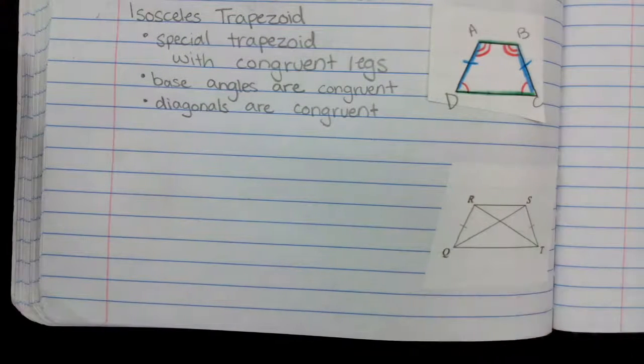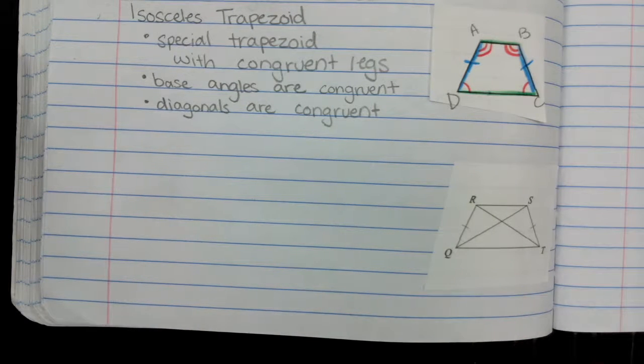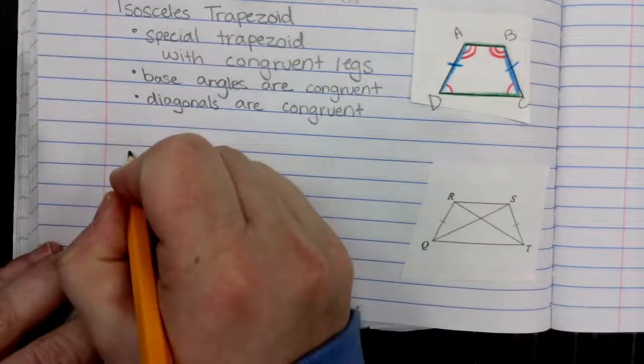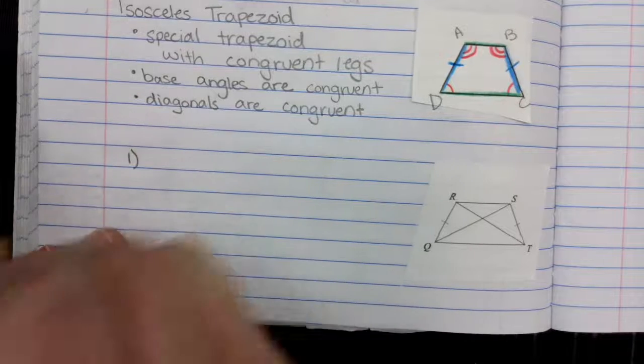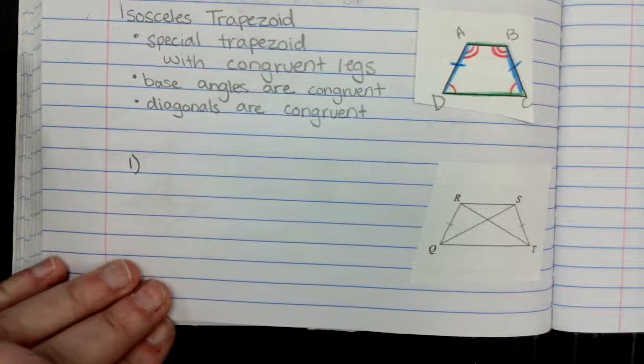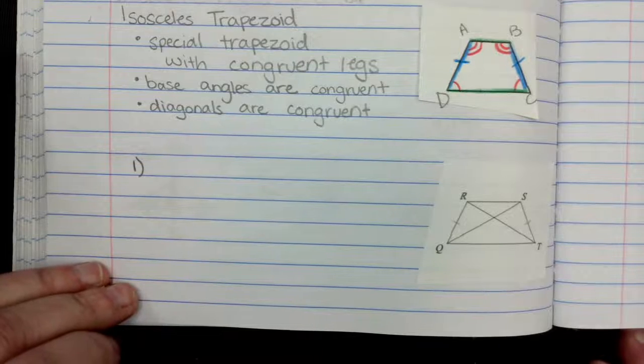All right, so for this trapezoid, is it an isosceles trapezoid? Are the legs congruent to each other? Yep. If we want to label them, we can. So if you would like to use that same color coding, I'm going to do my base in the green.